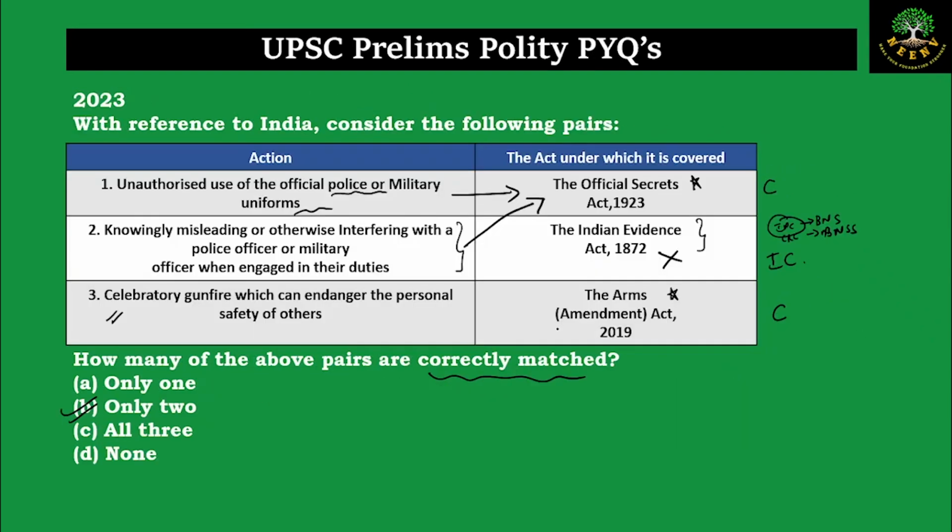So statement 3 says celebratory gunfire which can endanger the personal safety of others. Yes, the Arms Amendment Act, it is correctly matched. So to solve this question, the key is to understand that this is not covered under the Indian Evidence Act, and this was there in the news. So one could easily answer this, but the difficult guess was the Official Secrets Act. Answer is 2 pairs correctly matched.